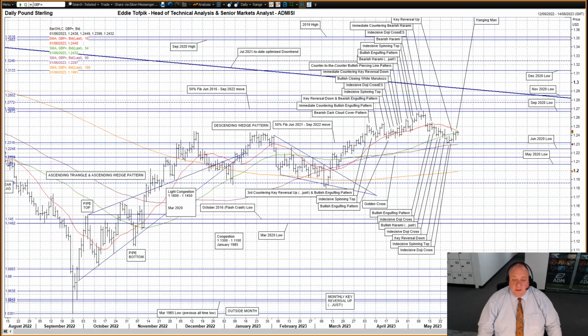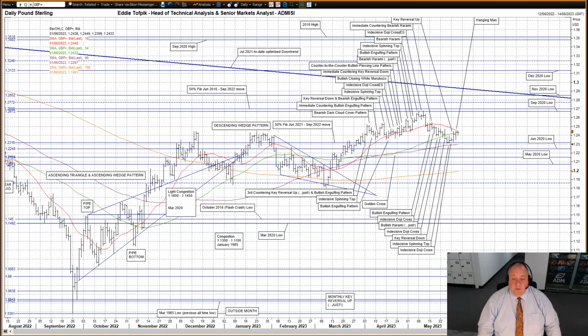Cable, aka sterling against the US dollar. A hanging man pattern yesterday after the previous session's key reversal up. The market still seemed to be entangled with the slowly rising short medium moving average, currently 124.31. Below, we still have the combination of the now ever so slowly rising medium moving average, currently at 122.97, and the 50% Fibonacci line of the June 2021 to September 22 move at 123.16.